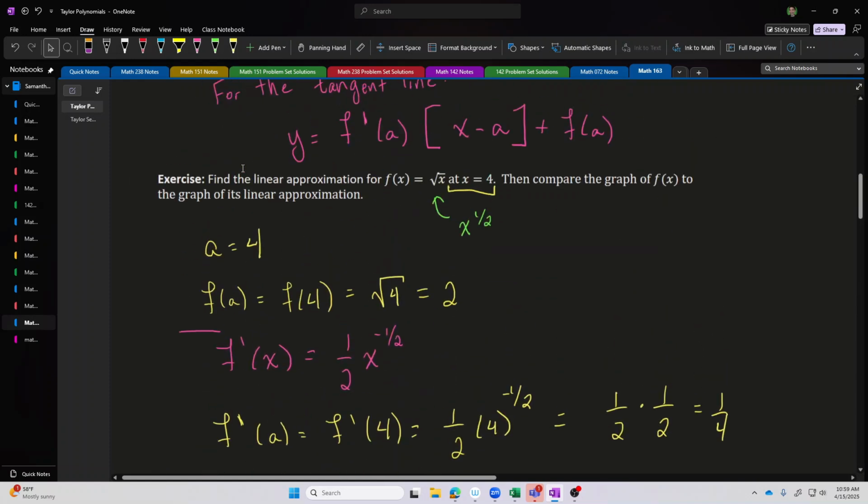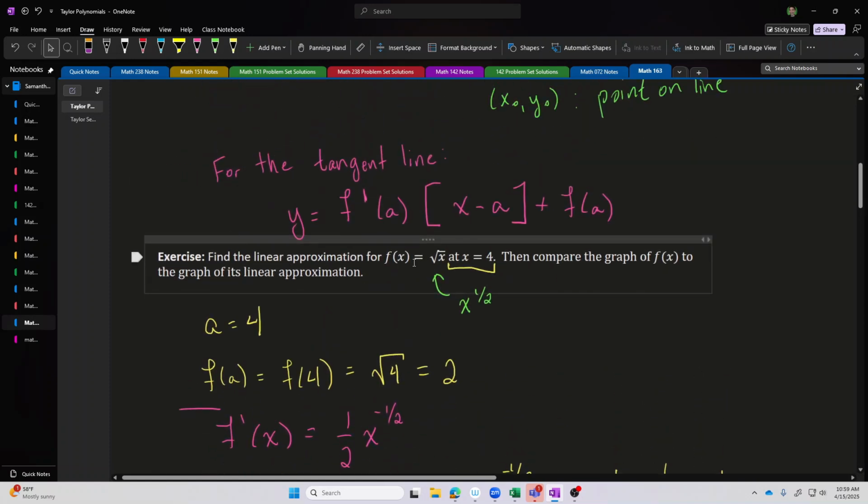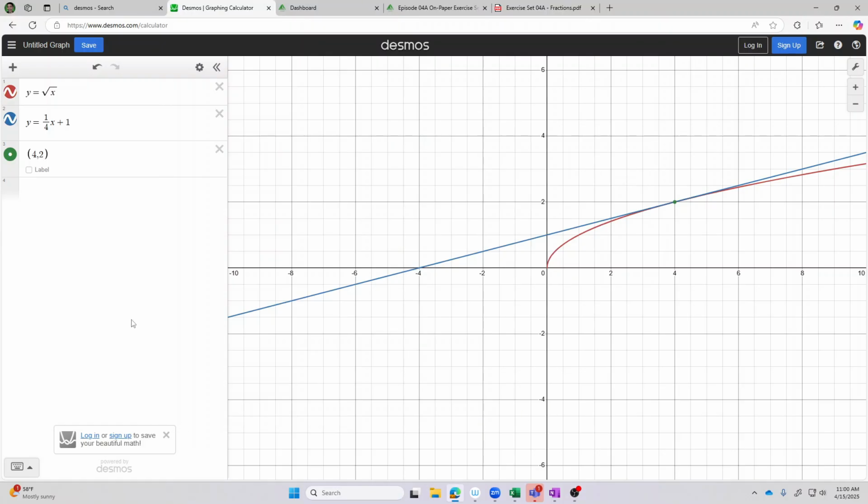So now that we have found the linear approximation for this function at this specific x value, let's go ahead and follow through with the second part of this problem, comparing the graph of the original function to the graph of its linear approximation. Okay, here we are on Desmos.